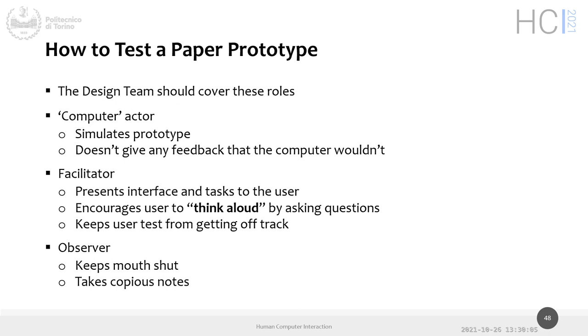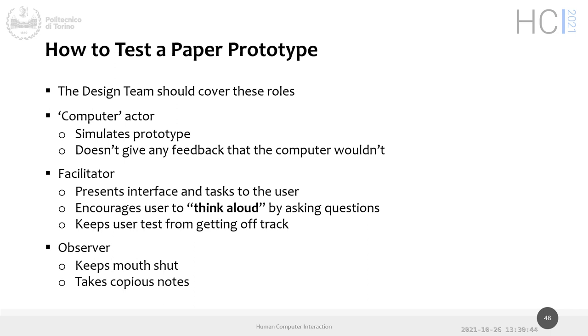So, usually, you could have three people handling the test. In some cases, the three people can be collapsed into two of them by merging the second and the third one, okay? So there should be one person, who plays the role of the computer, who manages all the pieces of paper, okay? This person simulates the behavior, gives life to the prototype, basically. And it doesn't do any action that the computer wouldn't do, okay?